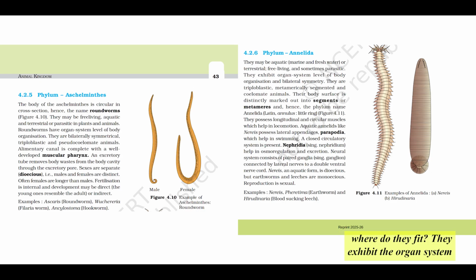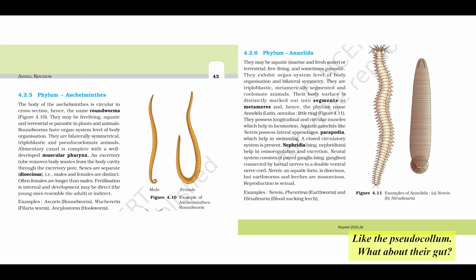And organizationally, where do they fit? They exhibit the organ system level of body organization. They are bilaterally symmetrical and triploblastic. And uniquely, for your exams, remember this, they are pseudocoelomate animals. They have that false body cavity, not fully lined by mesoderm. This is a key distinguishing feature.